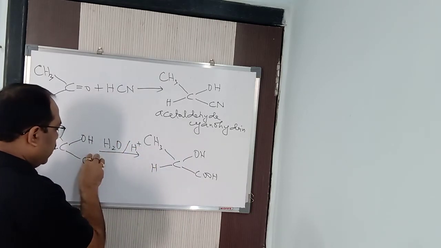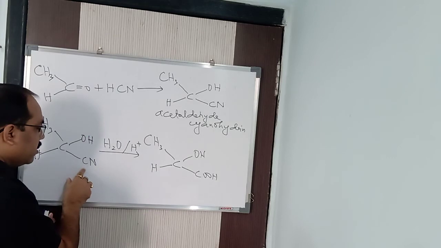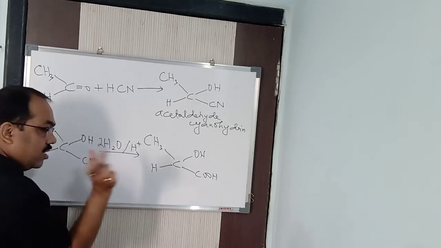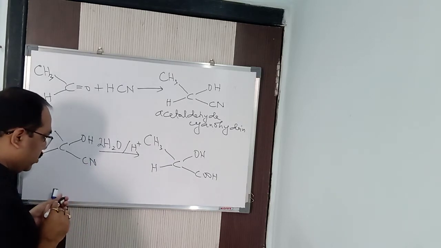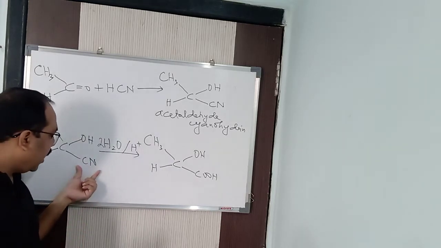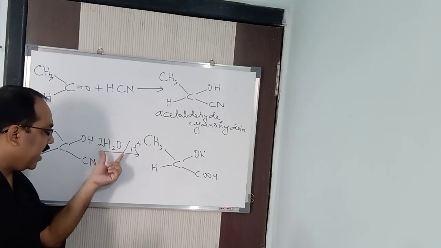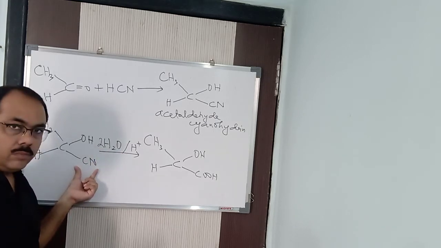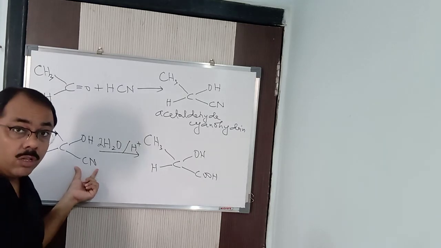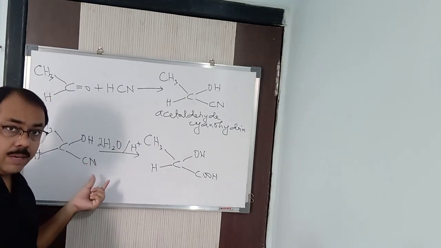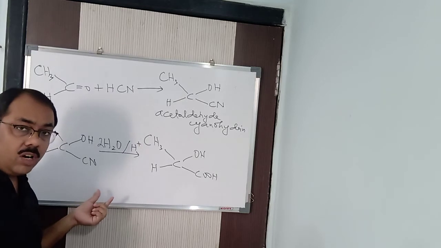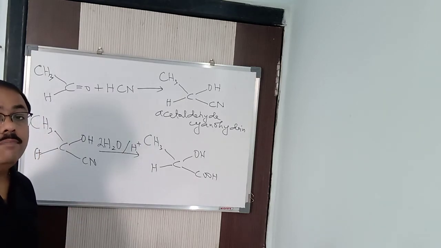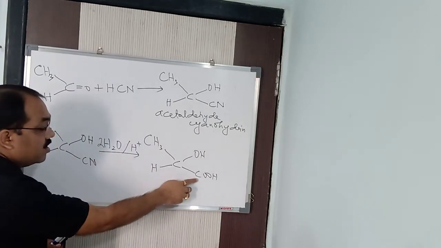CN. Got it? Now, remember, the reaction takes place in two steps. I have shown it in one step. Listen carefully, all of you. In the first step, CN reacts with water and H+ ion to form CONH2, amides. That is called incomplete hydrolysis. In the second step, CONH2 further reacts with water and H+ ion to form COOH, which is known as complete hydrolysis. So here complete hydrolysis has taken place.